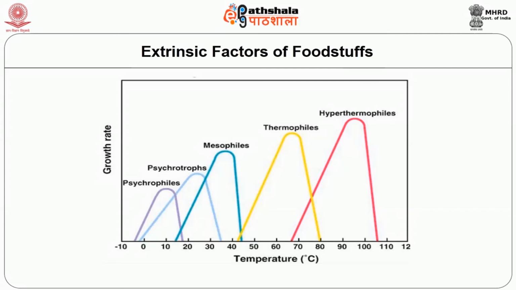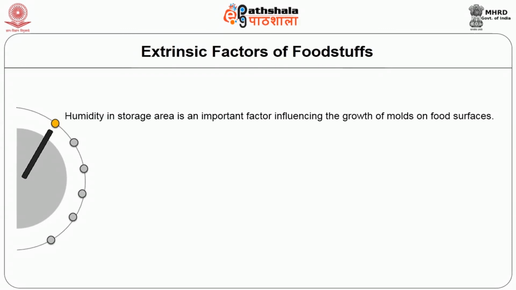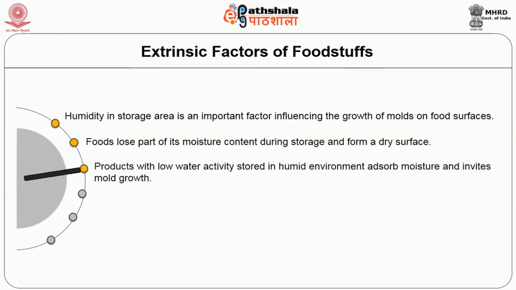Below the minimum temperature, the growth of spoilage organisms ceases, whereas at the maximum temperature range, the microbes are killed. The minimum temperatures for growth of Clostridium botulinum, Staphylococcus aureus and Salmonella are 10 degrees Celsius, 7 degrees Celsius and 5 to 6 degrees Celsius respectively. Humidity in the storage area is an important factor influencing the growth of molds on food surfaces. Foods lose part of their moisture content during storage and form a dry surface, for example, the formation of a dry surface in cheese. Products with low water activity stored in a humid environment absorb moisture and invite mold growth.